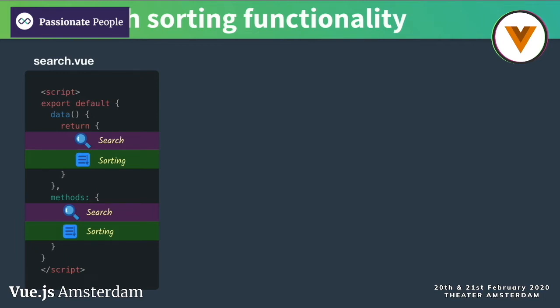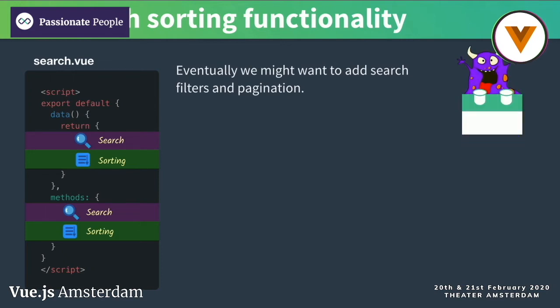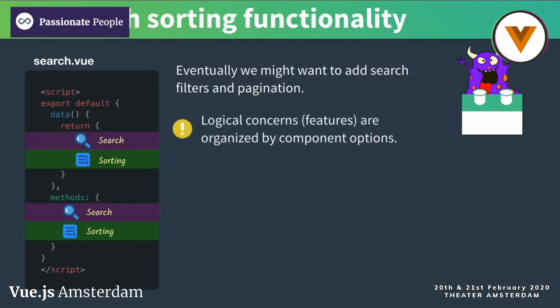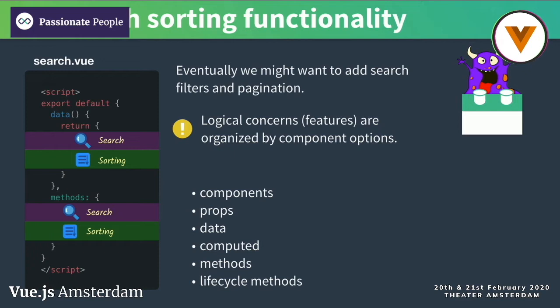And we might want to add additional features like filters and pagination. So what we're doing here is logical concerns or features are organized by component options. And there might be additional ones like components, props, data, computed, methods, lifecycle methods. These are all our different component options.